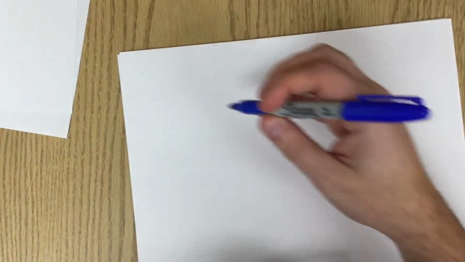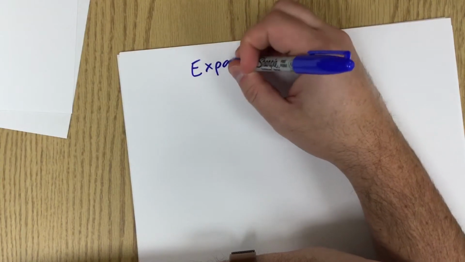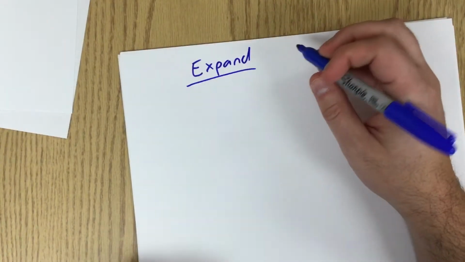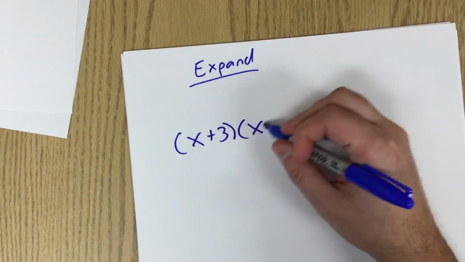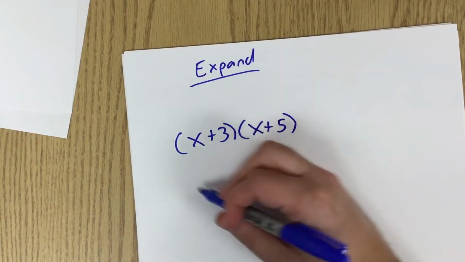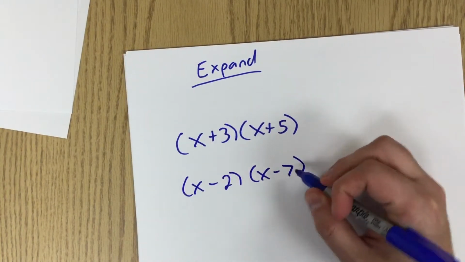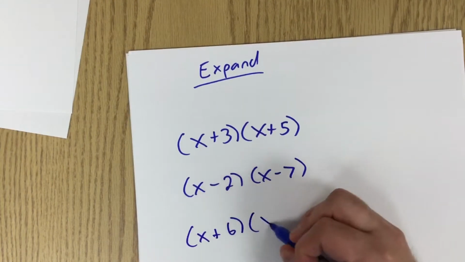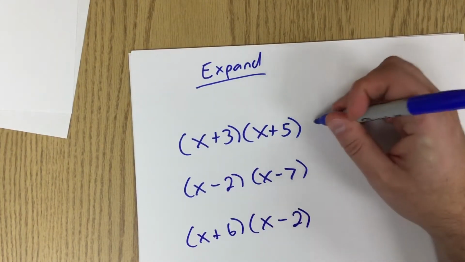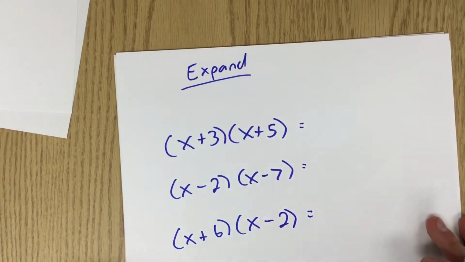We'll have a warm-up. So we're going to expand these guys. X plus 3, x plus 5, x minus 2, x minus 7. Now, I'm not going to show the work for these, so if you want to work it out yourself, definitely pause the video and try to do that.